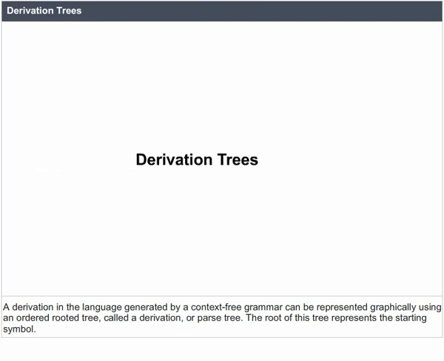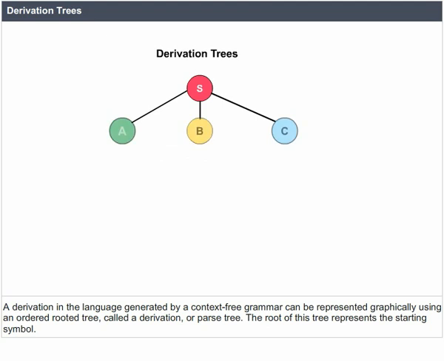Derivation trees. A derivation in the language generated by a context-free grammar can be represented graphically using an ordered rooted tree called a derivation or phrase tree. The root of this tree represents the starting symbol.